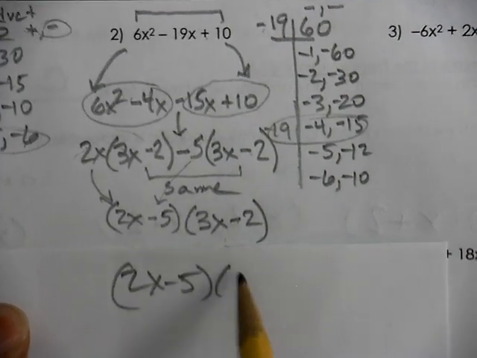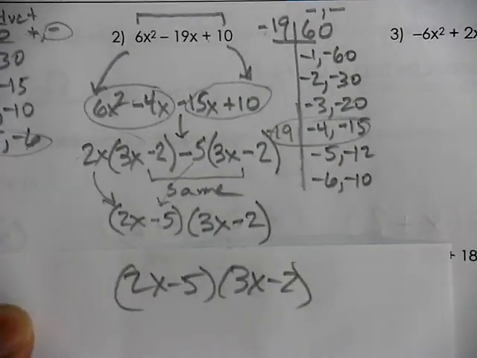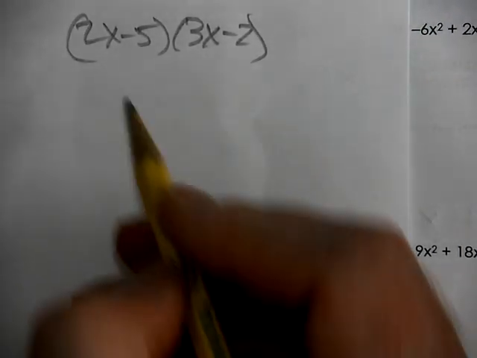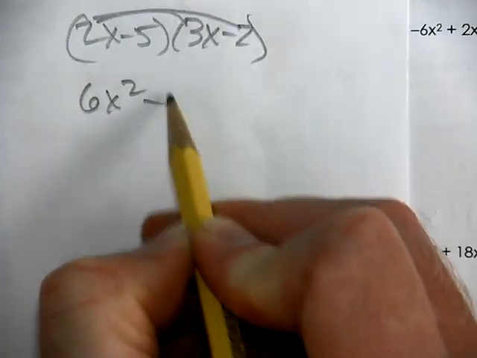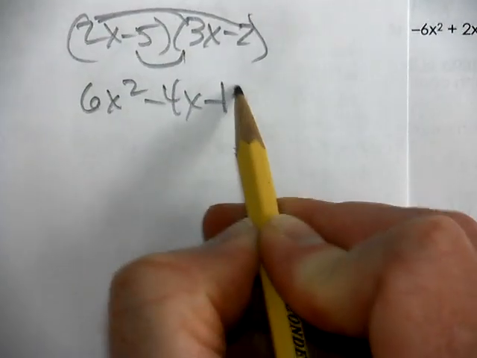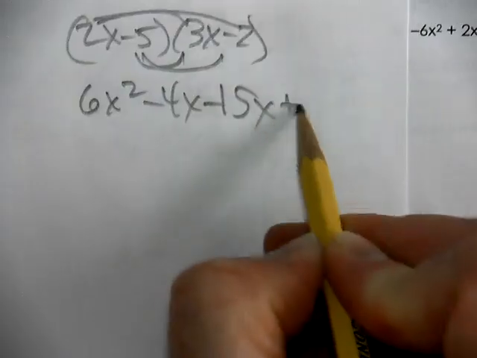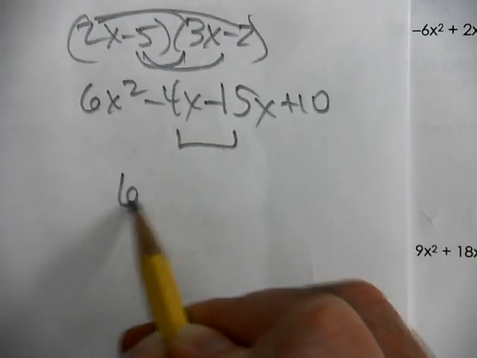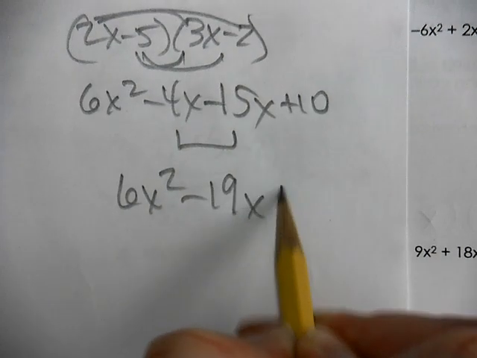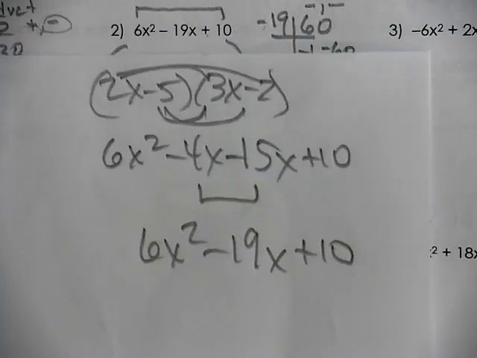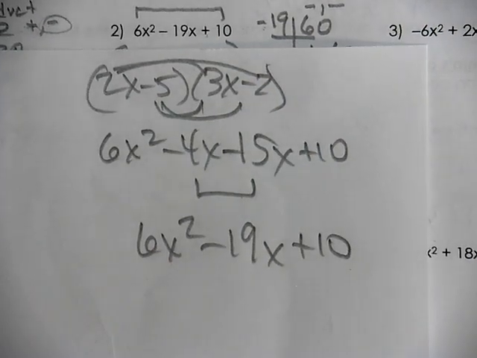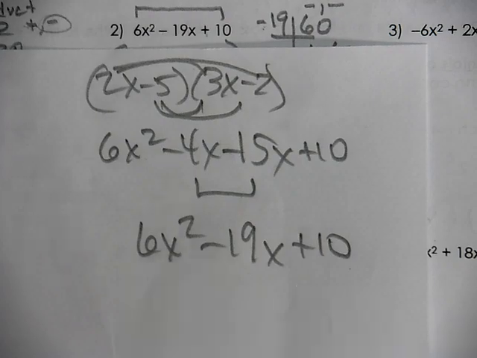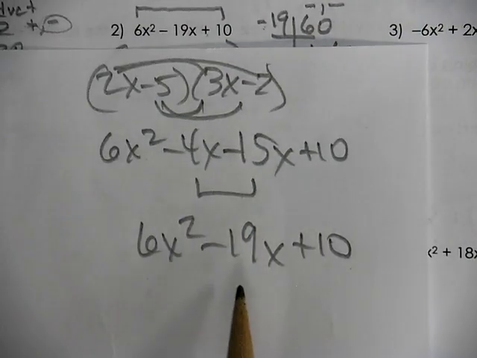2x minus 5, 3x minus 2. If you FOIL this back together, 6x squared minus 4x minus 15x plus 10. Collect your like terms. And that's the problem that we started with. So you know if your answers are right. If you take a factoring quiz, you always know if your answer is right because you can check your answer.